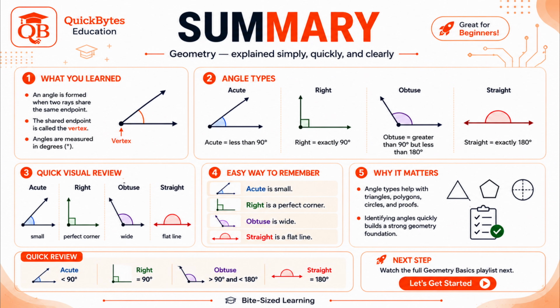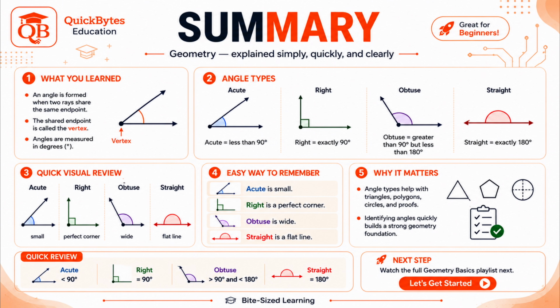Here's what you just learned. An angle is formed when two rays share the same endpoint. That shared endpoint is called the vertex. Angles are measured in degrees. An acute angle is less than 90 degrees. A right angle is exactly 90 degrees. An obtuse angle is greater than 90 degrees but less than 180 degrees. A straight angle is exactly 180 degrees.